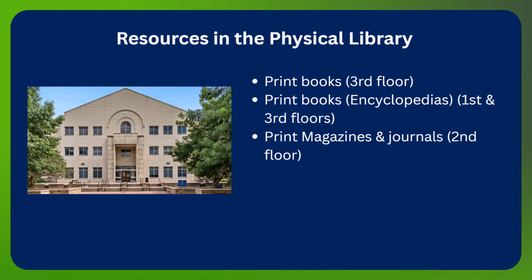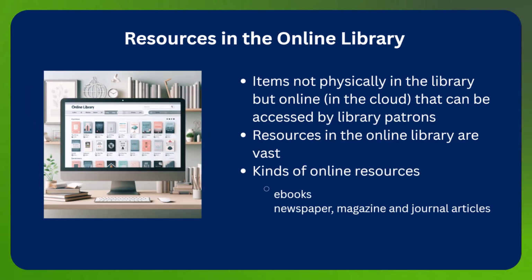The library consists of two parts, the physical library and the online library. On the slide, you can see where the print resources are in the library. The online library contains resources that are not physically in the library, but online. The online library is quite large. It contains electronic books, newspapers, magazines, and journal articles that are found in databases.